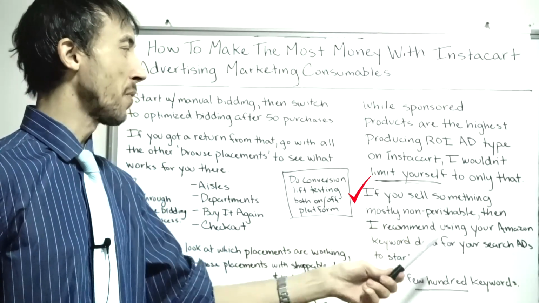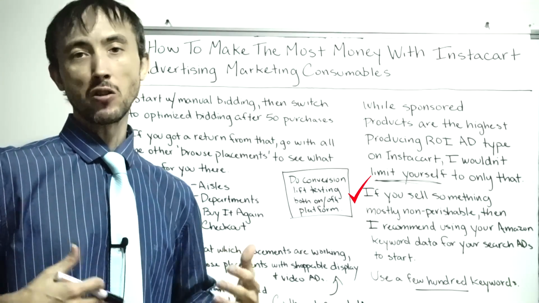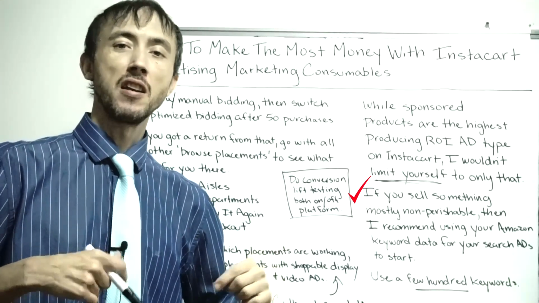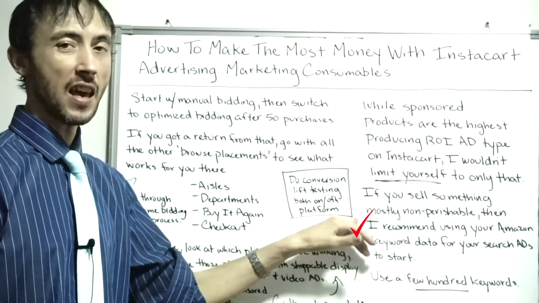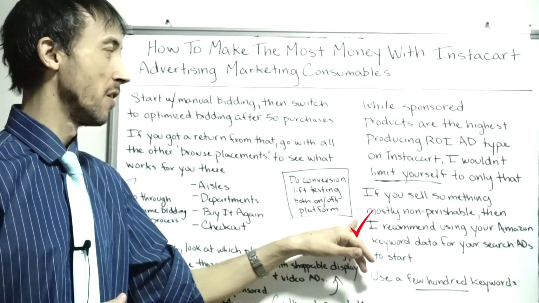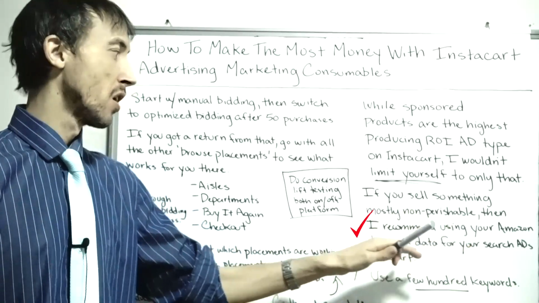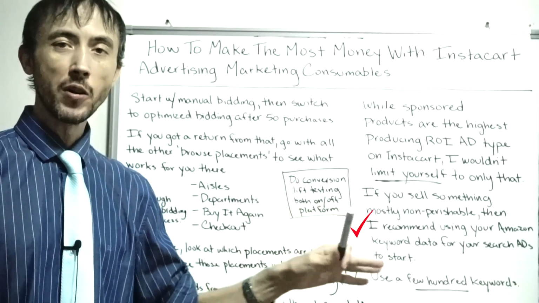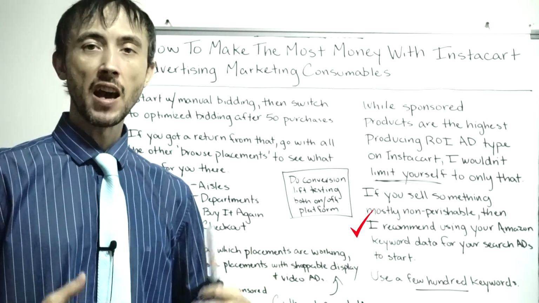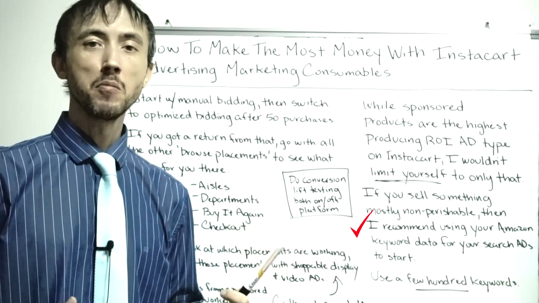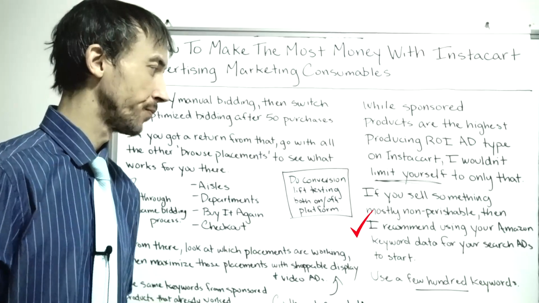So if you sell something mostly non-perishable, granted, you could buy specialty ice cream on Amazon and get it shipped in dry ice and so forth. If the product that you have and the category of product you have sells on Amazon, then I recommend just starting out on Amazon only for gathering valuable keyword data that's going to help you understand how to actually maximize your investment on the Instacart platform.